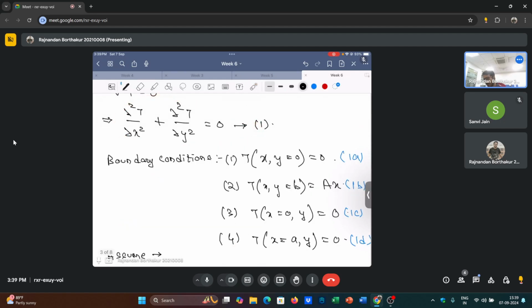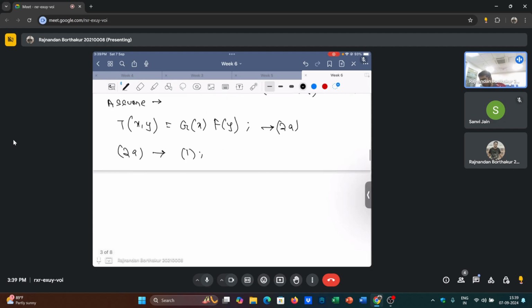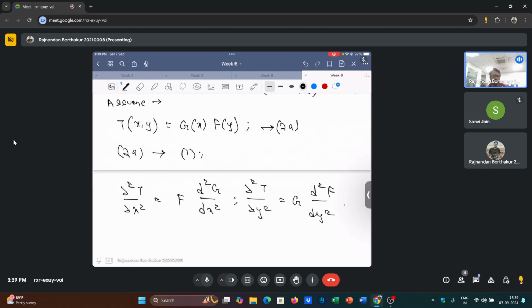So when we substitute this 2a, that is this form of the temperature distribution, into this equation 1, it basically comes out as what? Your del square T by del x squared becomes f of y times d2g by dx2, and your del square T by del y squared basically becomes g times d2f by dy2. All you need to do is just substitute this form of your temperature into the governing equation.